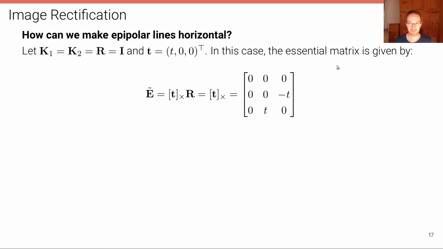For this particular case, the essential matrix is very simple. Remember, the essential matrix is the skew symmetric matrix corresponding to the cross product matrix of the translation vector, times the rotation matrix. And because the rotation is the identity, this becomes just this skew symmetric matrix. And because this vector here is very simple, this matrix looks like this. All the entries are 0 except for these x components.